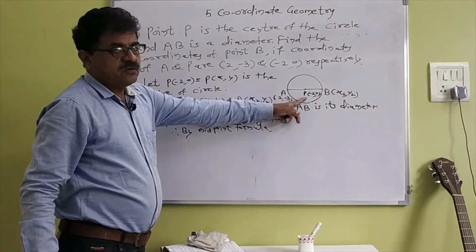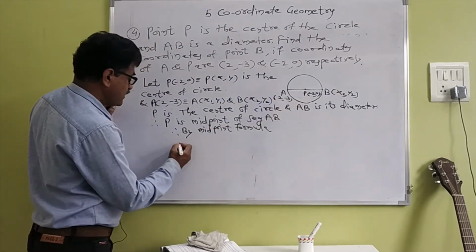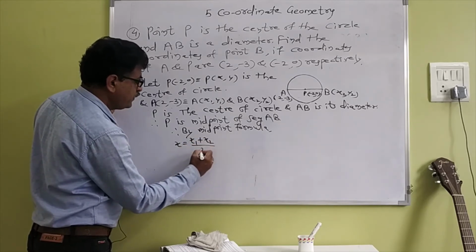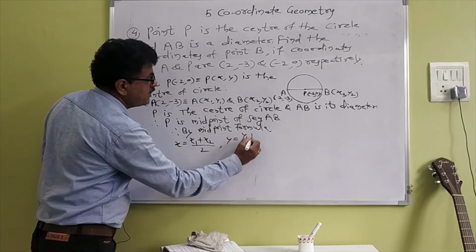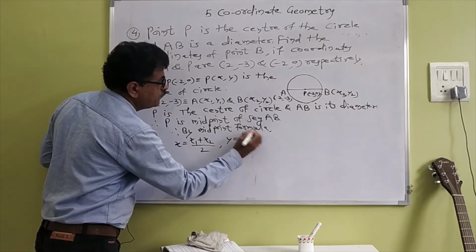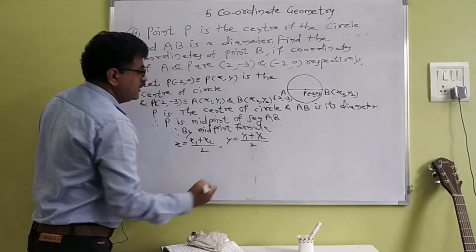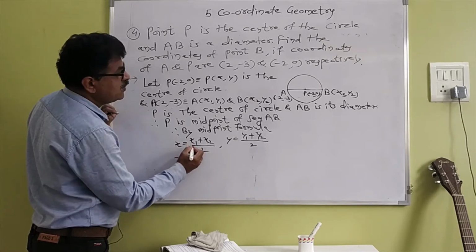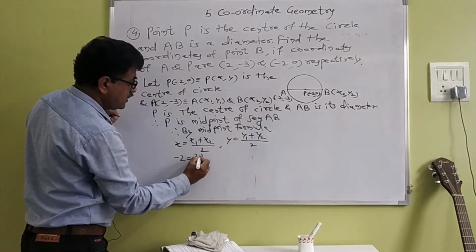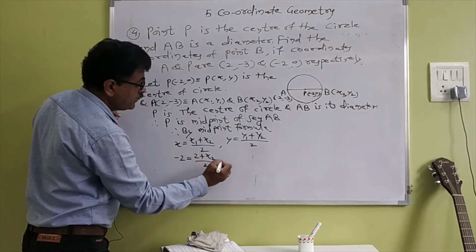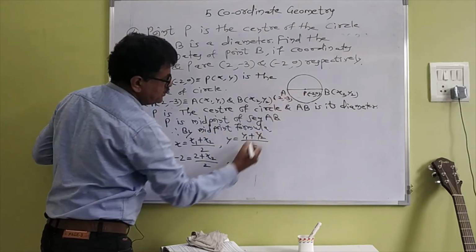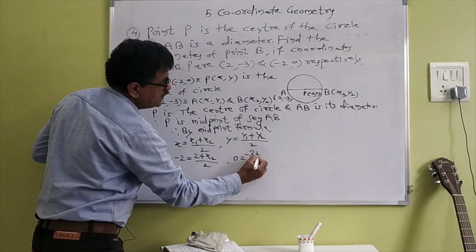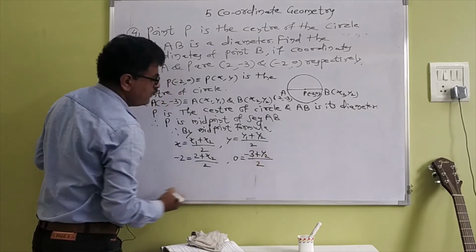Now first write down the midpoint formula: x is equal to x1 plus x2 divided by 2, y is equal to y1 plus y2 divided by 2. Now here the value of x is minus 2. Minus 2 is equal to x1, which is 2, plus x2 divided by 2. Here the value of y is 0, which is equal to y1, that is minus 3, plus y2 divided by 2.